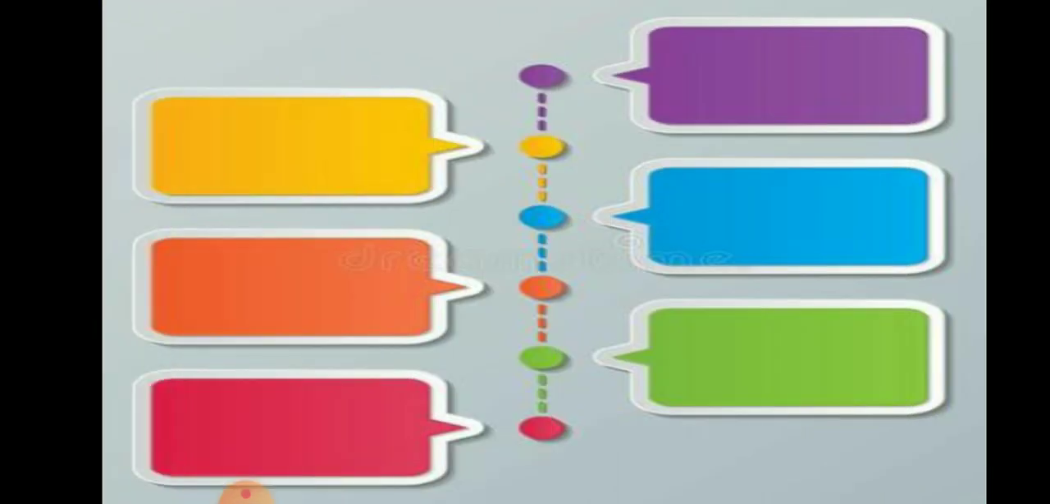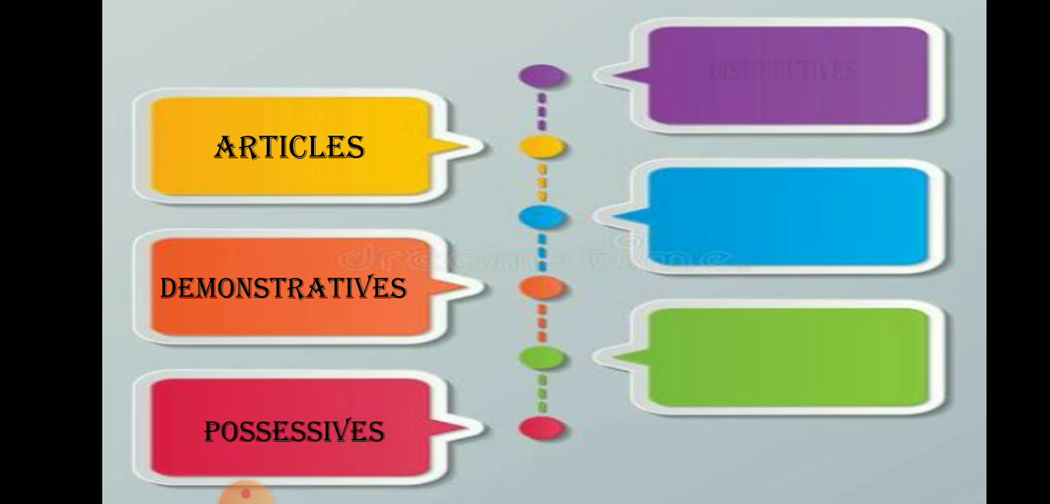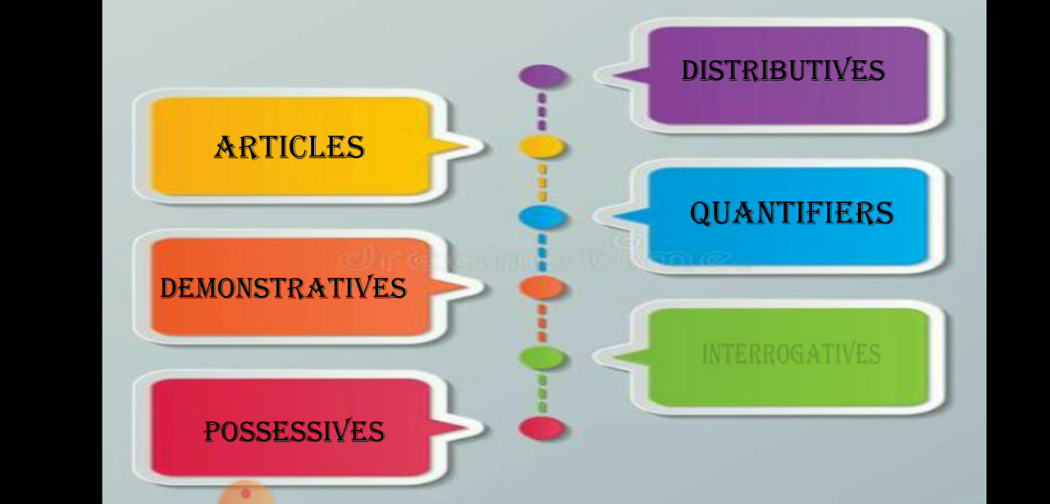Now I've already discussed the four differences. Now it's time to see the different types of determiners. First is articles, then we have demonstratives, possessives, distributives, quantifiers and interrogatives. Now I will discuss all these types one by one.